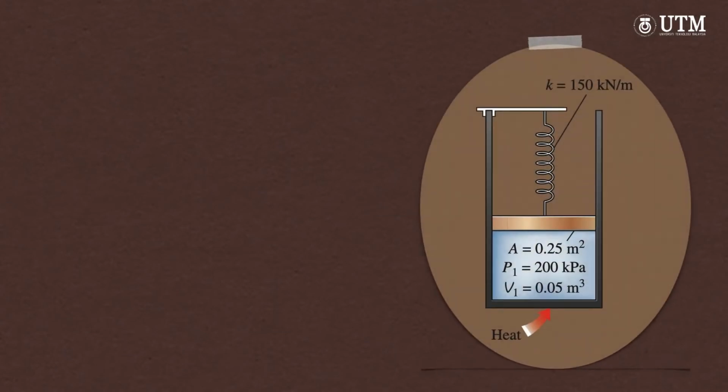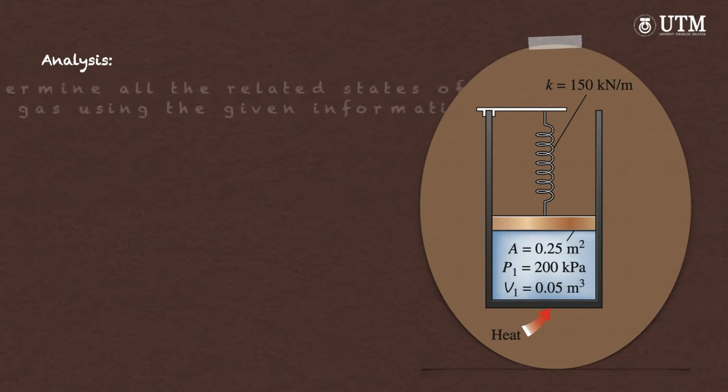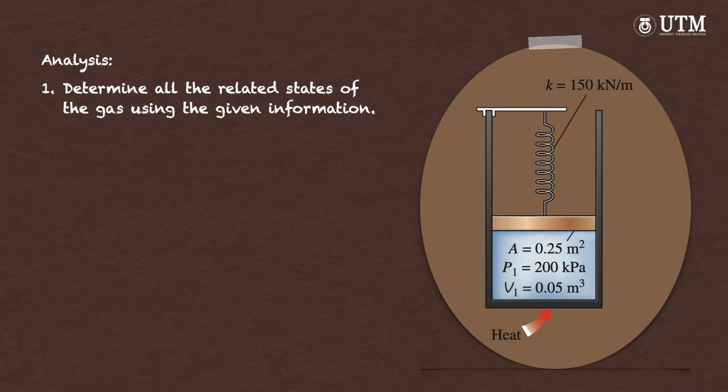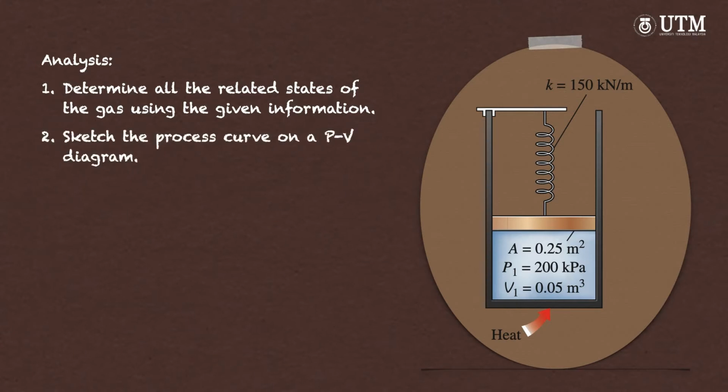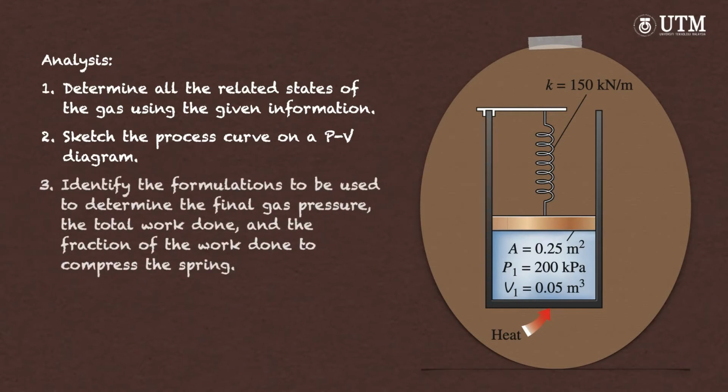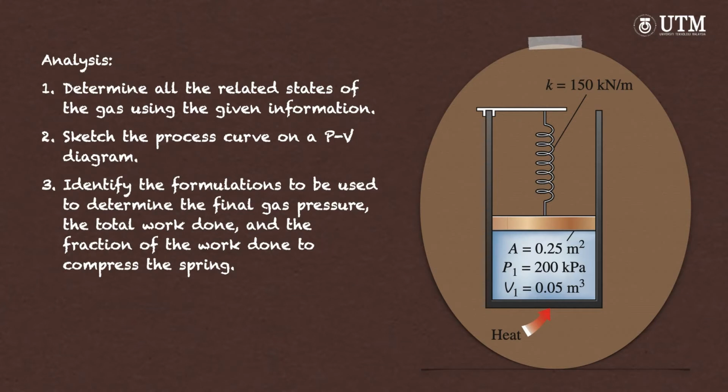Three systematic steps can be used to determine the final gas pressure, the total work done, and the fraction of the work done to compress the spring, as described here. First, we must determine all the related states of the gas using the given information. Second, sketch the process curve on a PV diagram. And third, establish the equations to be used to determine all the above.